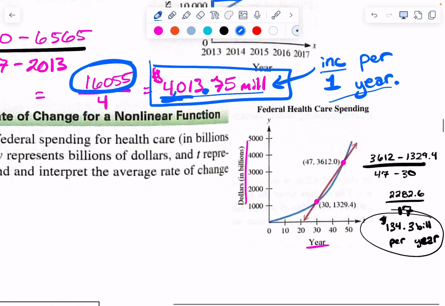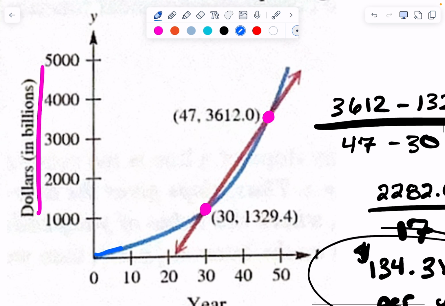Now they will also do this for a function that's not linear, so this one looks more exponential. But what we do is we just plot 2 places on the graph, and then we approximate it with a linear function, that red line. Obviously it's increasing more from here to here than from here to here. Those slopes are different. But when they say average rate of change, we're just averaging it out from this dot to this dot. Let's find the average, okay?